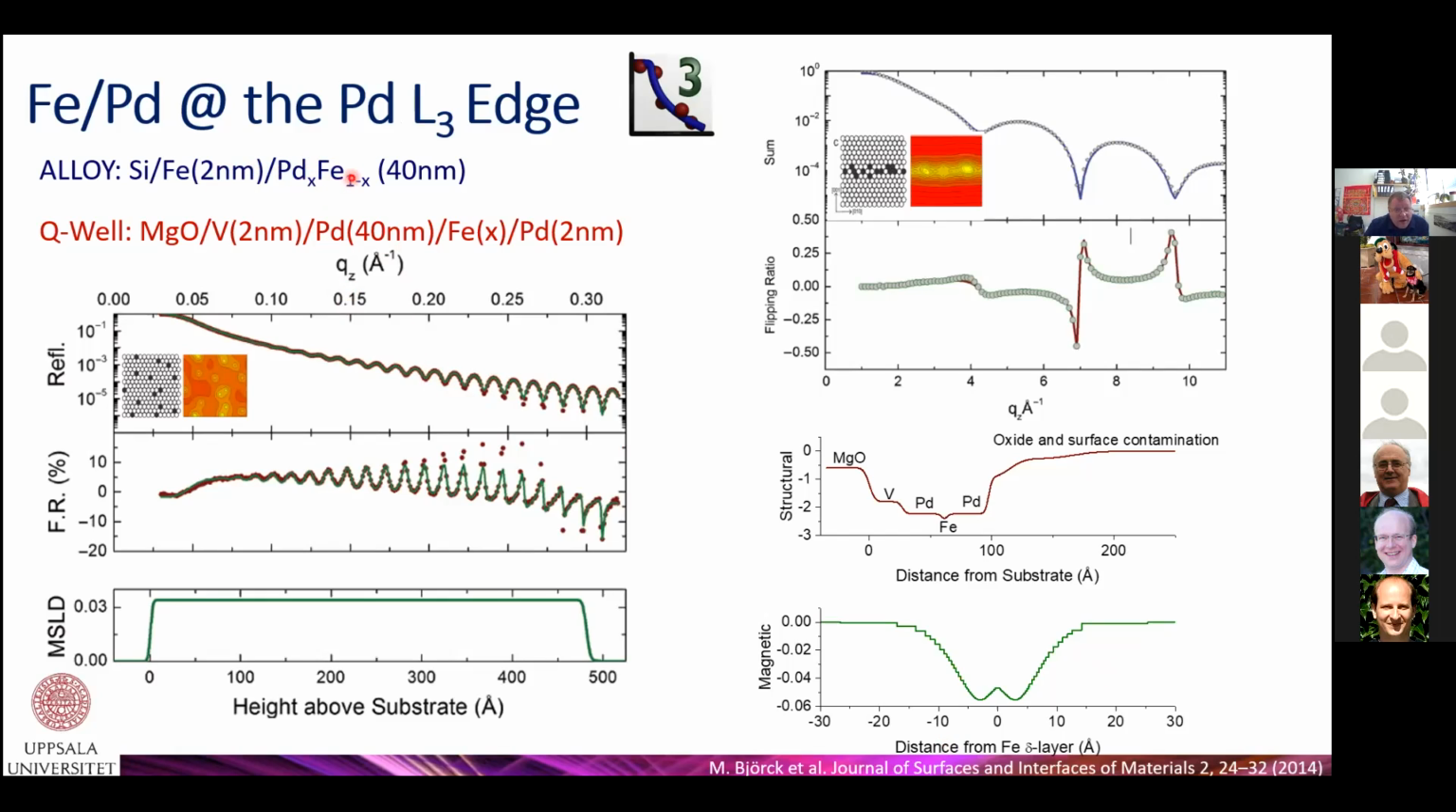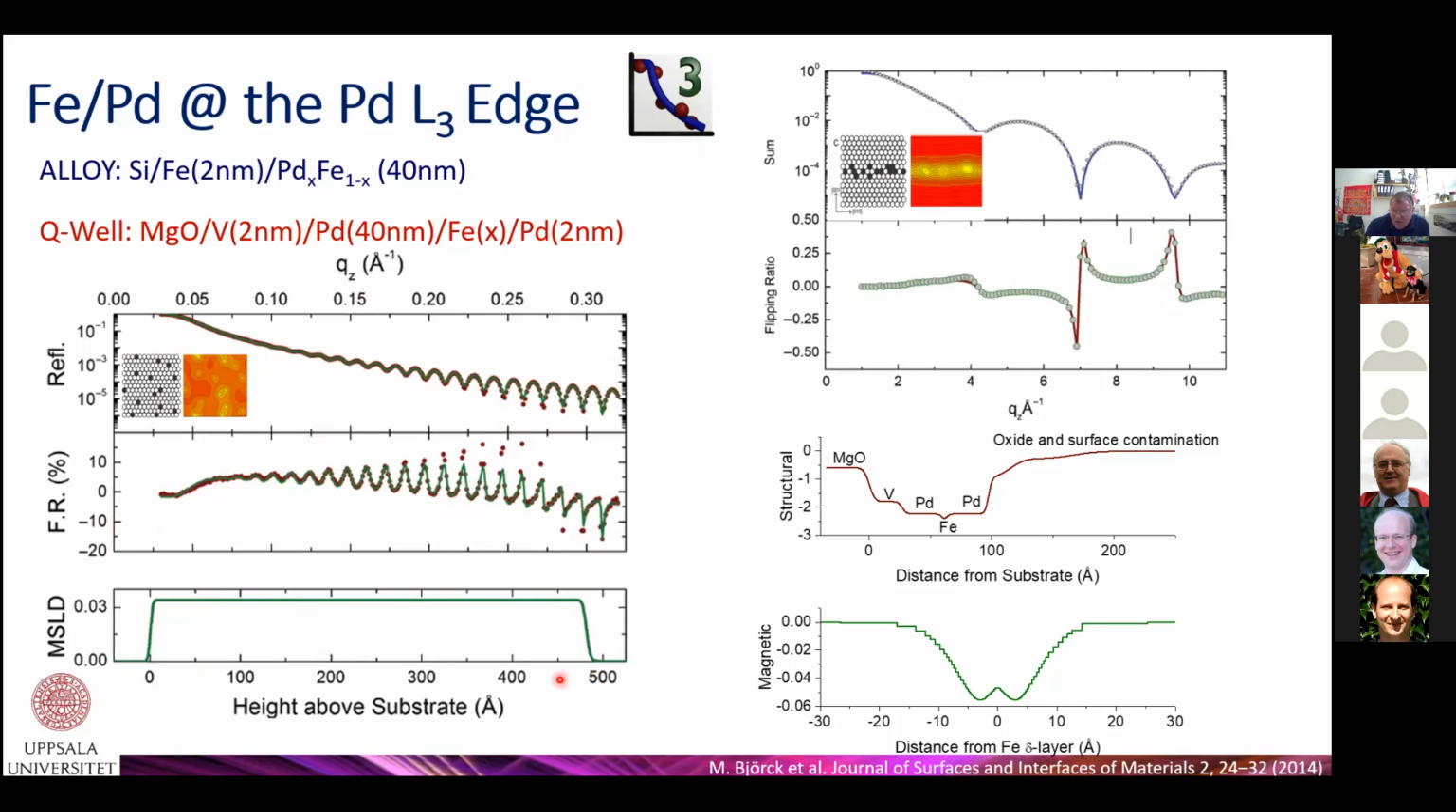So we looked at how that iron could be distributed within palladium. This is just a single thin film of a palladium iron alloy, and it's represented here. By distributing the iron atoms throughout that palladium layer, you end up with a slab of uniform magnetization. So this is the reflectivity, this is the flipping ratio as a function of QZ. And by fitting the data within the GenX program, you can extract both the structural and the magnetic scattering length density.